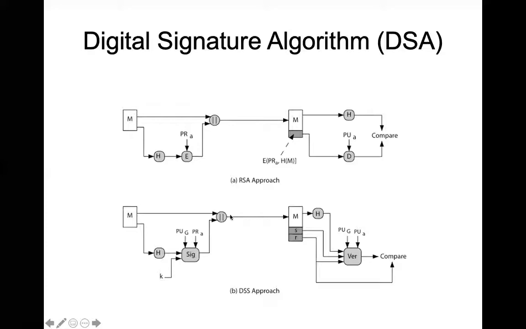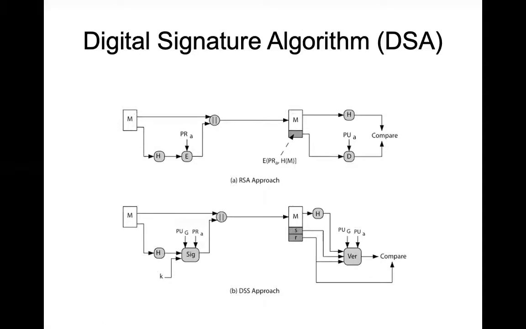Then the message together with the signature are sent over to Bob. The key thing about the digital signature approach is that it produces two parts in the digital signature. We will call them R and S. They're sent over to Bob. Now Bob gets the message as well as R and S, and what he does is compute the hash of the message, and pass both R and S to this verification algorithm, and pass the public parameters as well as Alice's public key, and then the output should match.